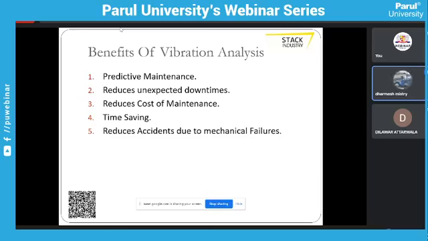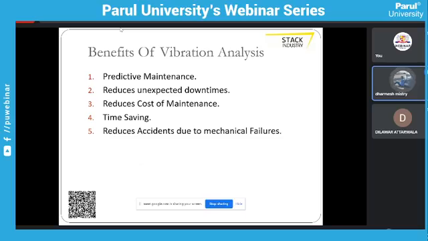Predictive maintenance is, for example, my plant is running 24 hours. So what is predictive maintenance? The machine will tell me that this motor will not last longer than February 15th. So before February 15th, whenever there is a shutdown or a holiday, my person will go and repair that motor or put in a new motor. So it will not break down.